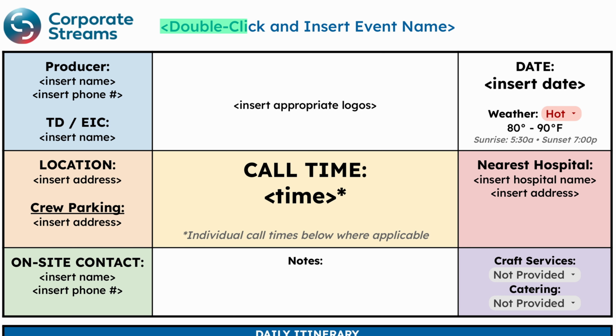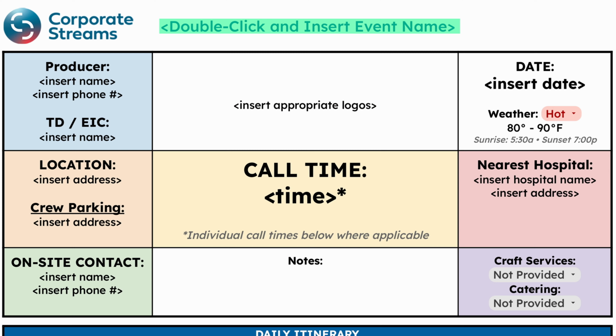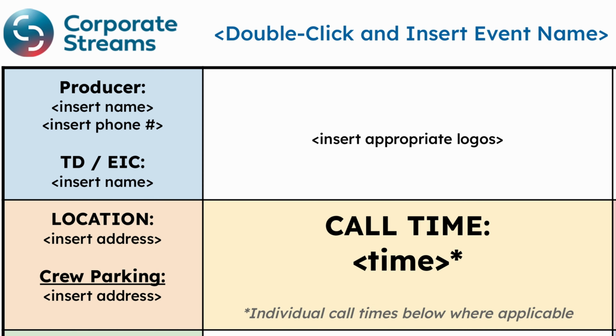So at the very top, insert event name. This will be great to put your event name, which is often the name of a show or an event. So if it's an all hands meeting, you can put the client name there, you can put the company name there. These are all things that can help beef out this top line. Now you'll see in the top left, I have the Corporate Streams logo. You can replace that with your own logo or even the company logo that you're working with or for.